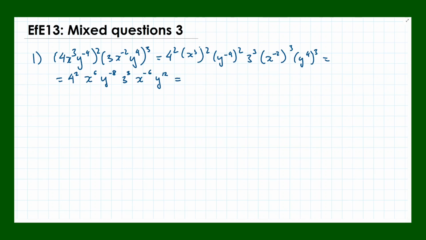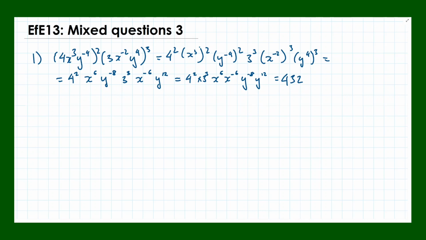Next, I'm going to change the order around so that the numbers are at the front and the x's are next to each other and the y's are next to each other. So I'm going to have 4 squared times 3 cubed, then x to the 6 times x to the negative 6, and then y to the negative 8 times y to the positive 12. I'm going to quickly pick up my calculator and calculate 4 squared times 3 cubed. And that is 432.